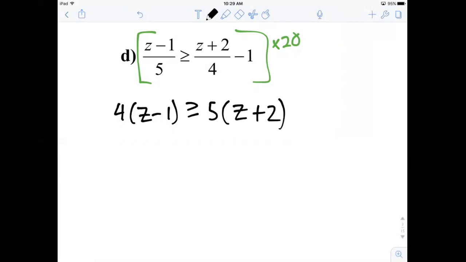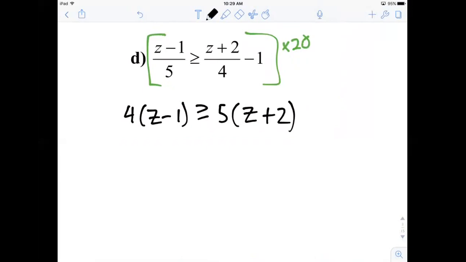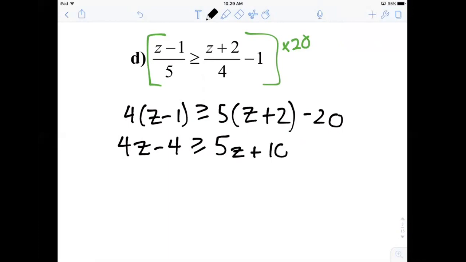And then here's where I have to be really careful. I can't forget that this also has to multiply by 20. So it's minus 20 on that side as well. Now I can expand out and simplify this, just the same way I would if it was an equation. Something like that. Or in other words, 4z minus 4 is greater than or equal to 5z minus 10.